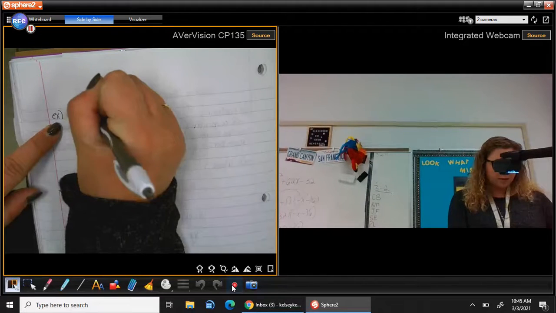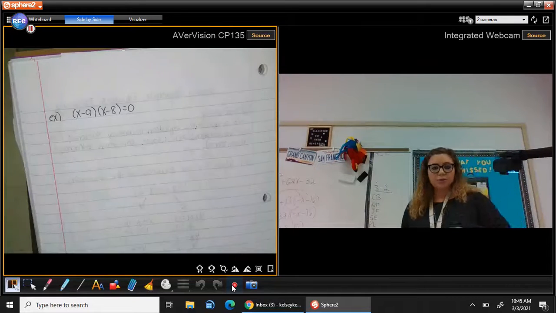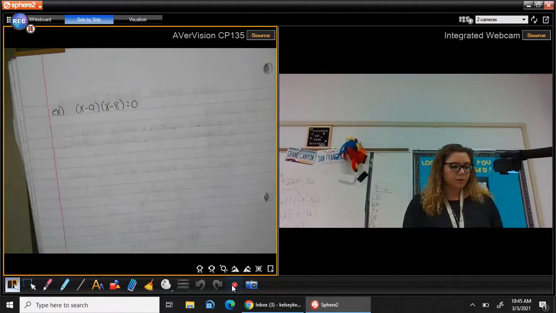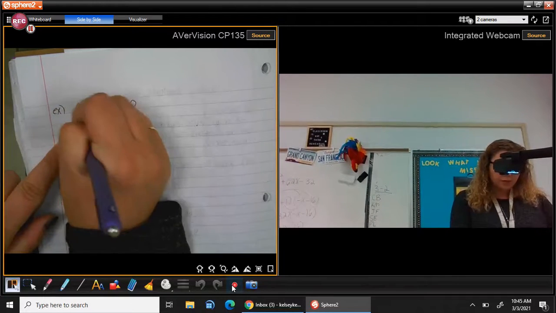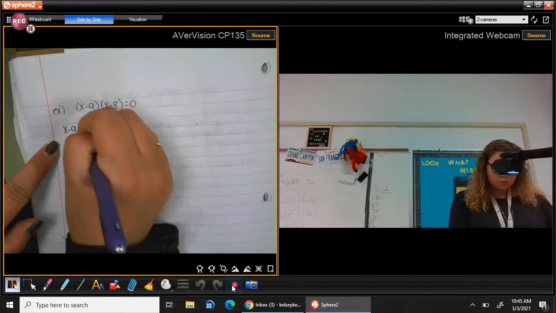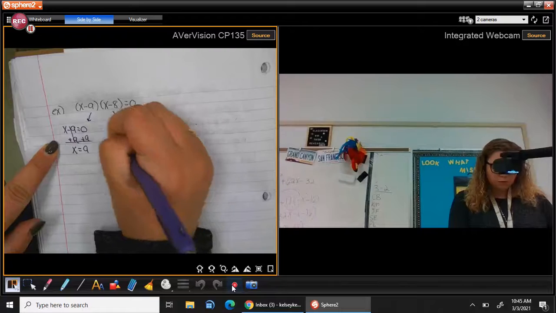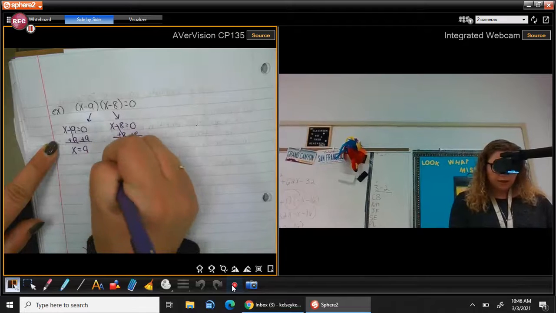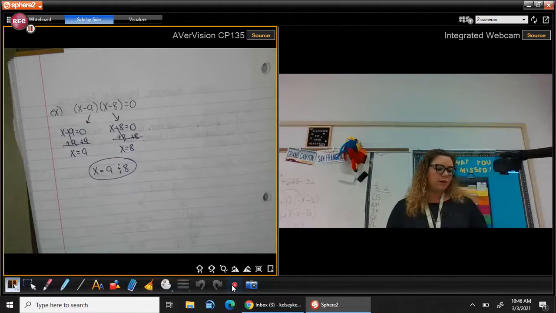(x - 9)(x - 8) = 0. I want you to find the roots or the zeros or the x-intercepts of this. So I'm going to split these two apart and set both parts equal to 0 and then solve for x. And it's just a simple one-step equation. So I have x equals 9 and 8. And these are going to be my roots, my solutions, my zeros of this polynomial.